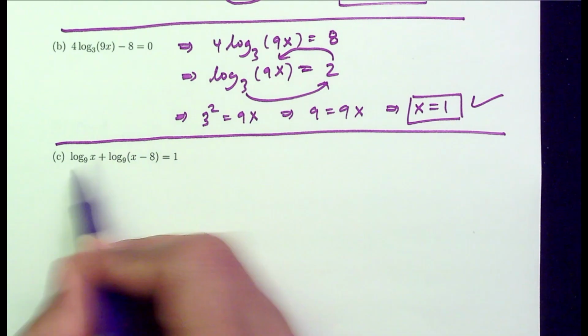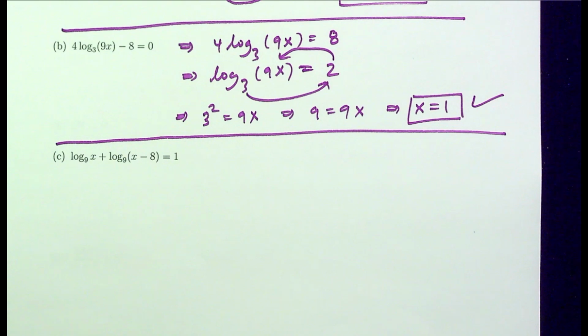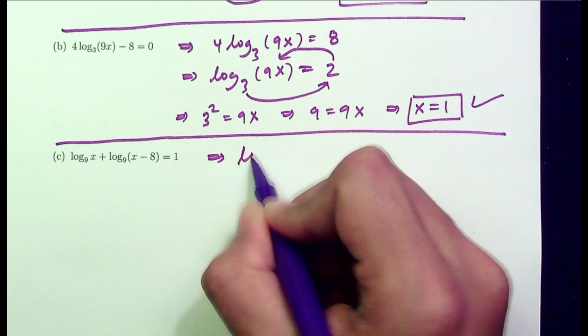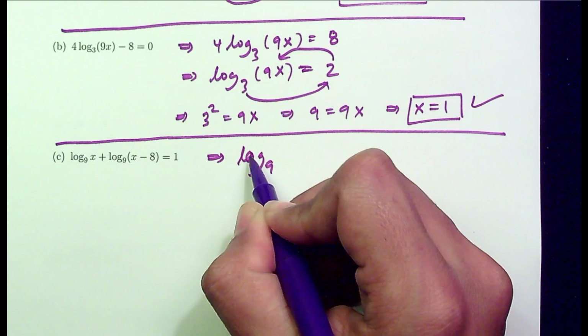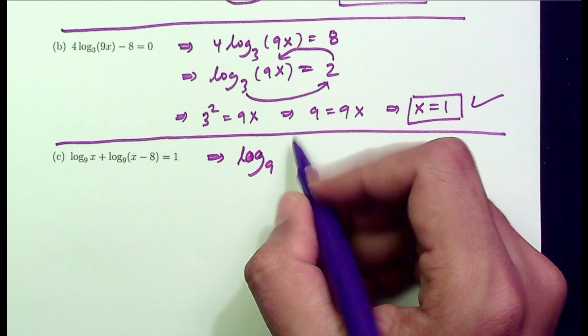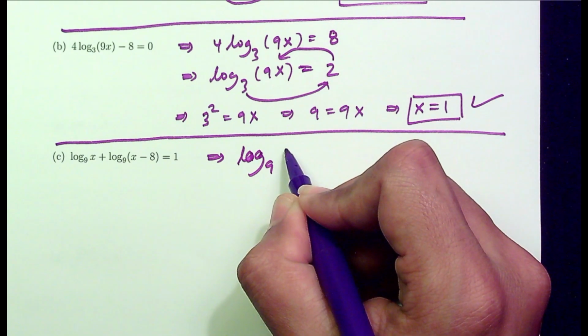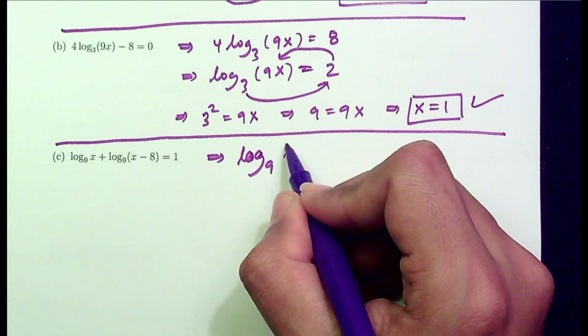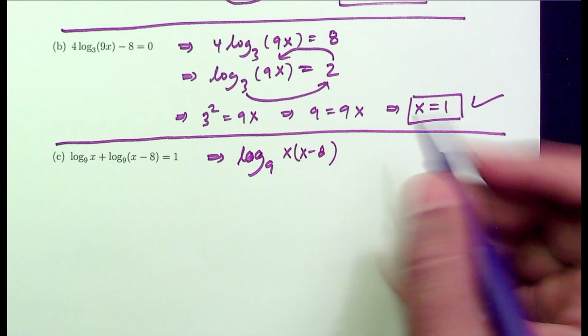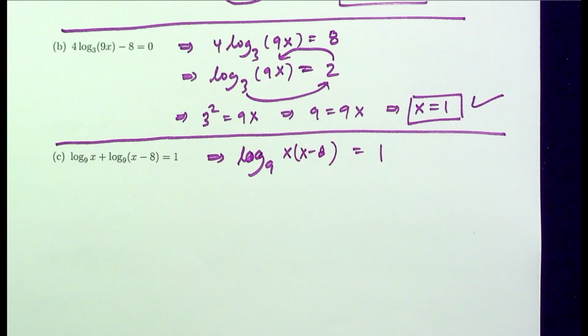So this is not a big deal. For example, in this one, you can condense those two logarithms into a single one, using the property of logarithms that says that if you have a sum of two logarithms, that is the logarithm of the product. So that means it is the logarithm of x times x minus 8.